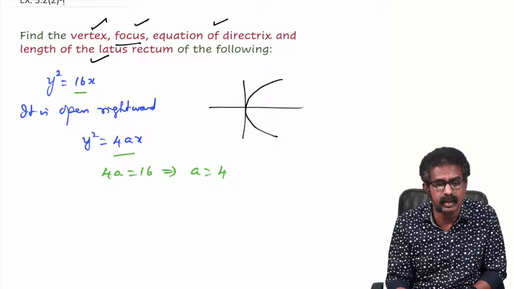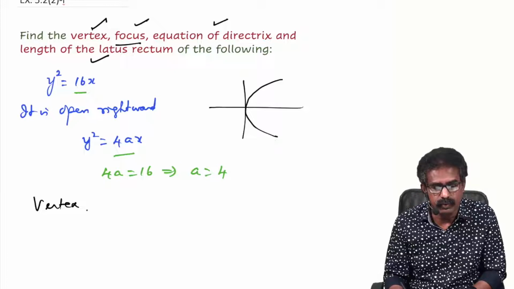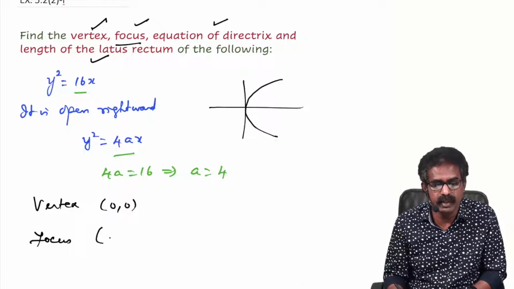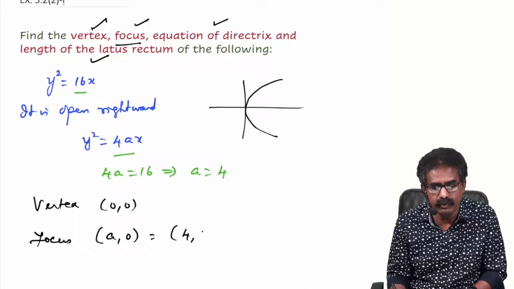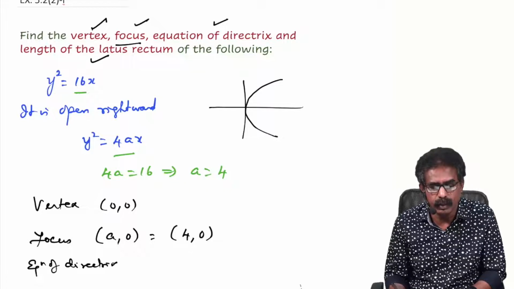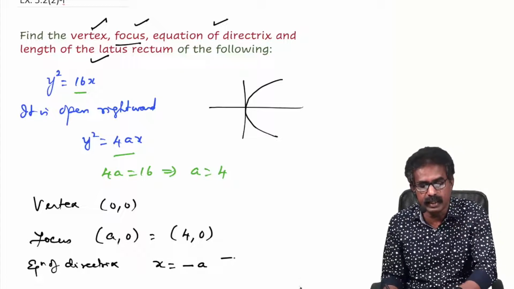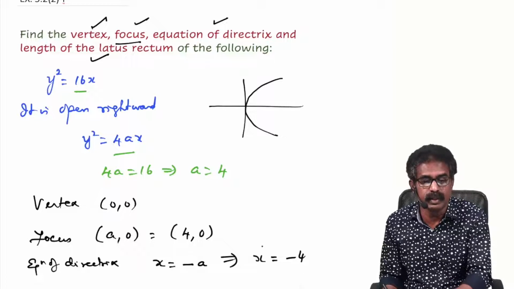First they asked to find the vertex. For all the 4 types, it is 0, 0 only. Then focus. This is for the first type, so it is a, 0. That is a value 4, so 4, 0. Then equation of directrix. For the first type, x equal to minus a, that is x equal to minus 4, or you bring it to the left side, x plus 4 equals 0.